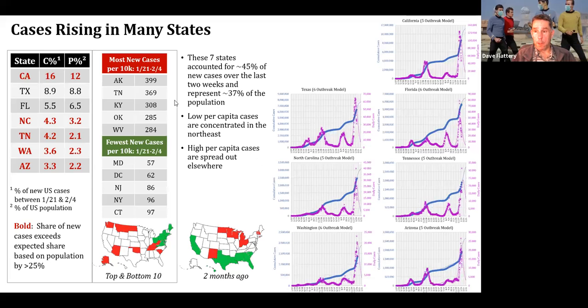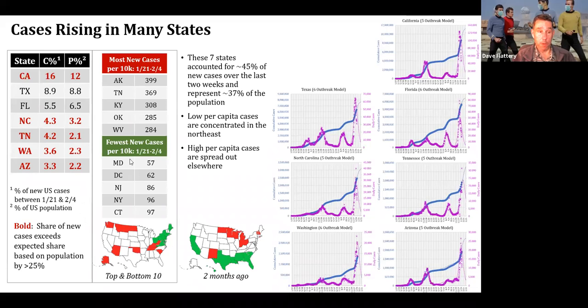So where is it happening the most and the least per capita? Where is the most intense community transmission? The 5 with the most new cases per 10,000 in the period from January 21st to February 4th are Alaska, Tennessee, Kentucky, Oklahoma, and West Virginia. There's a little bit of regional clustering, maybe. I don't know. It's not as clear as it has been in some of the other graphs.